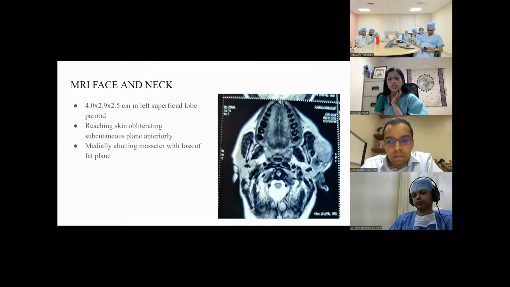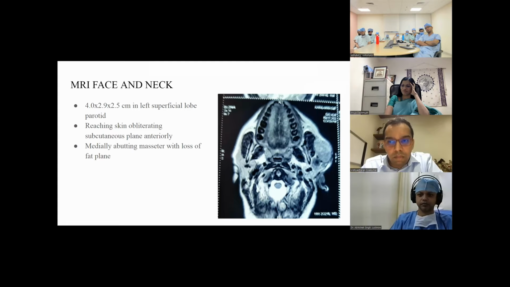Was this system a modification of a previous system? So in the previous system, they have changed the 3 and 4. Initially, 3 was upper deep and 4 was lower deep. In the recent classification, they changed it. Do you feel it is useful, or it's just one more classification? It's just a fancy thing.